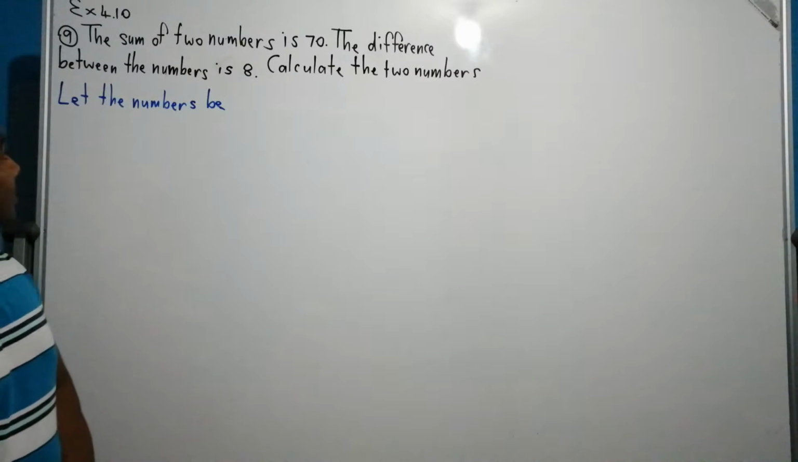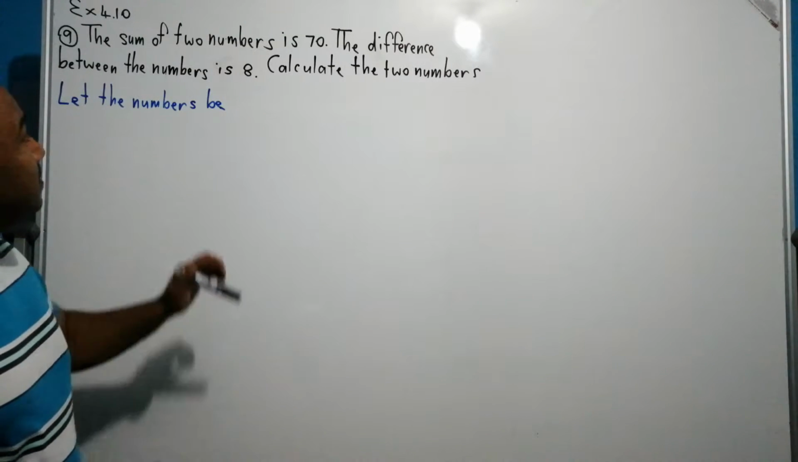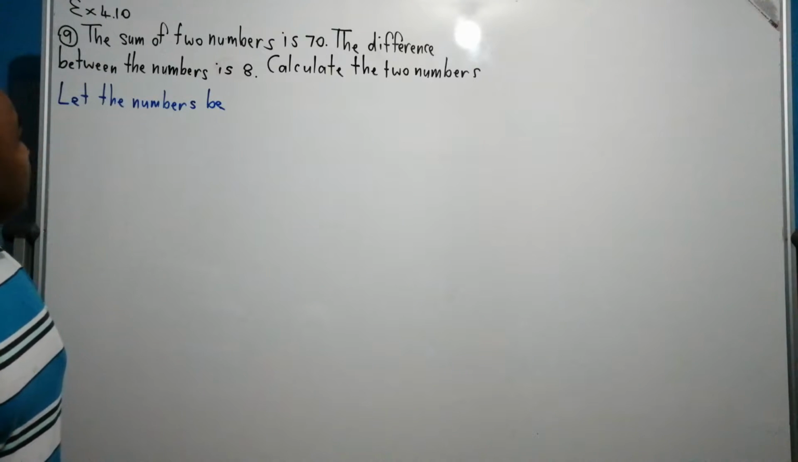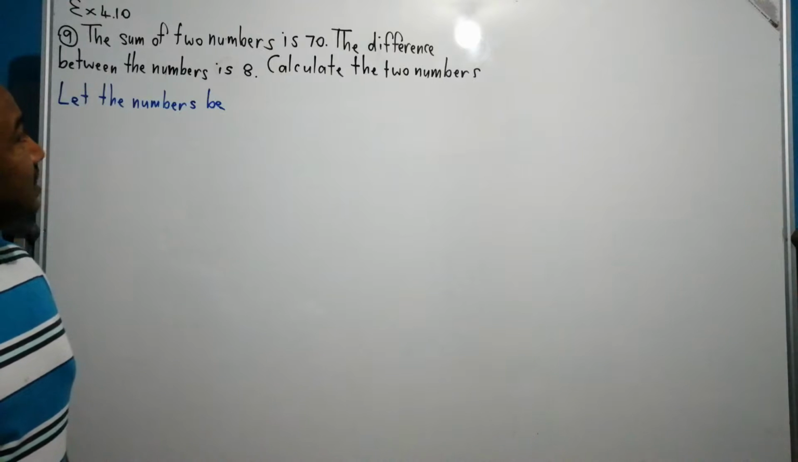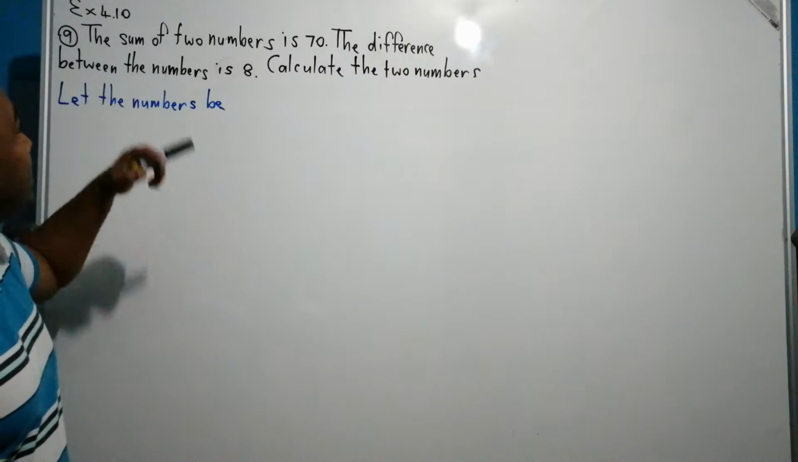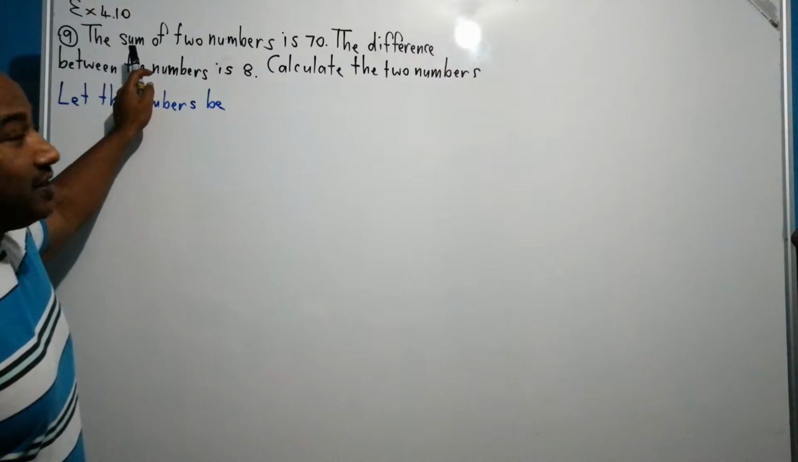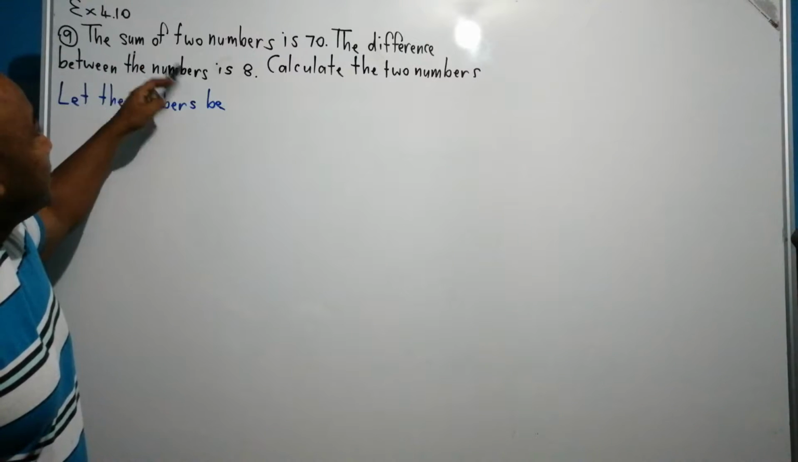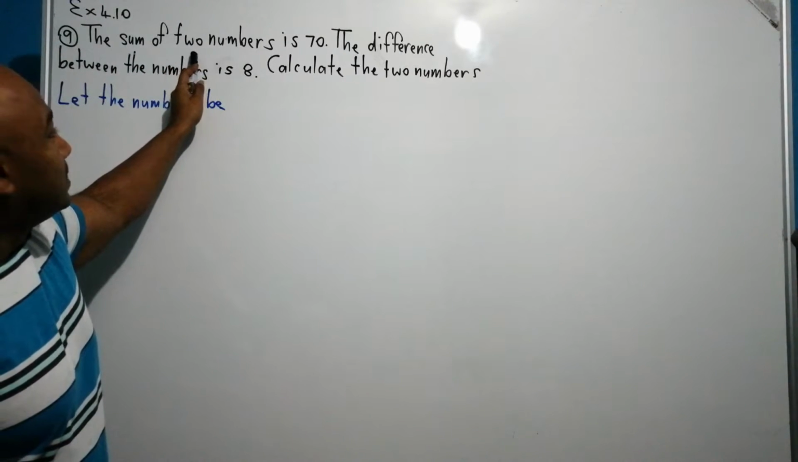Example number 9. The sum of two numbers is 70. The difference between the numbers is 8. Calculate the two numbers. Right, let's go back to sentence number 1. Keyword, first keyword here is sum, so we're adding two numbers.